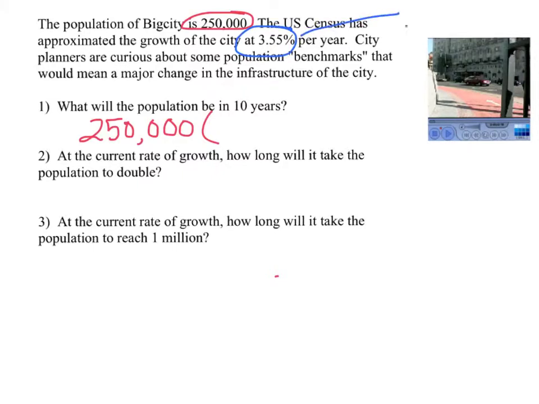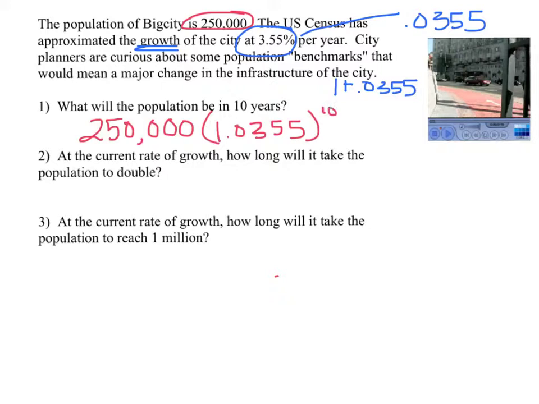So right away I'm going to write that as a decimal instead of a percent. Now since it's growth, that means we're going to do 1 plus 0.0355. Let me just write that in there right here. We're going to have 1 plus 0.0355. And that will be the base of our exponential equation. So it's going to be 1.0355. And since it's 10 years, we're going to raise it to the 10th power.